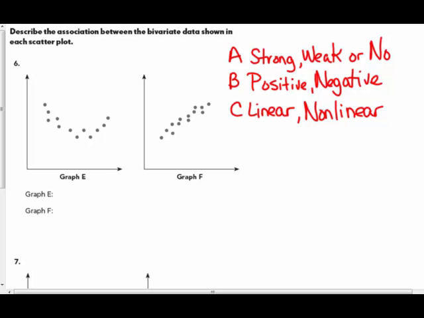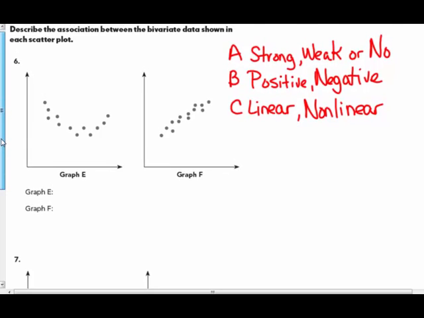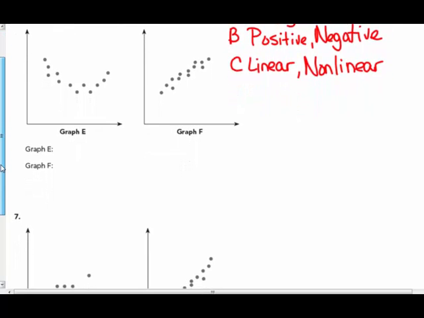So those are the things we're going to answer on this page. So, in graph E, describe the association between the bivariate data shown in each scatter plot. Number 6, graph E. Well, that looks like it has a fairly strong association, I would say, but it's nonlinear. They're not all over the place. They're in kind of a U pattern here. So I would say that that's strong nonlinear.